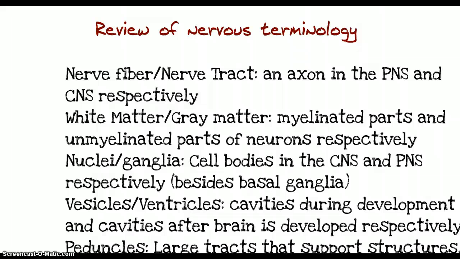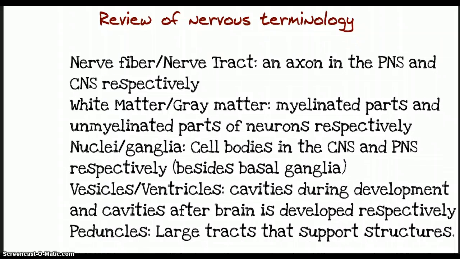Anyway, so there's vesicles, and those are basically areas of the brain from development. And these develop into adult brain structures. We'll talk about this later. So ventricles are basically cavities filled with cerebrospinal fluid, which we'll talk about later. Then after that, there's peduncles, and those are basically like large tracts that support structures within the brain. And think of peduncle meaning little foot, and that'll help you memorize that.